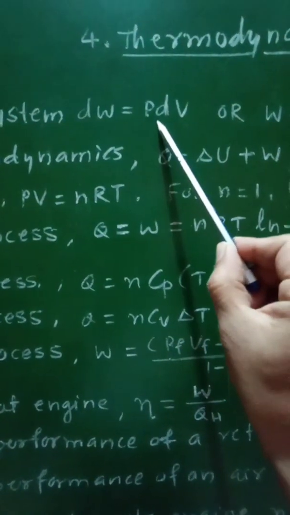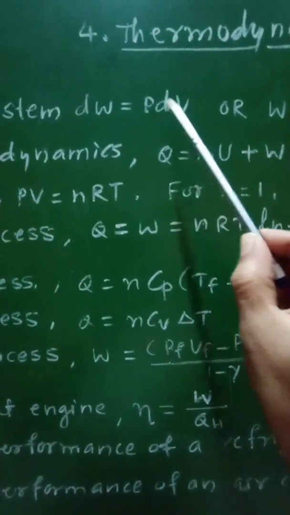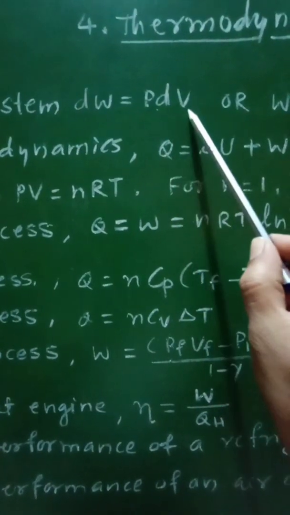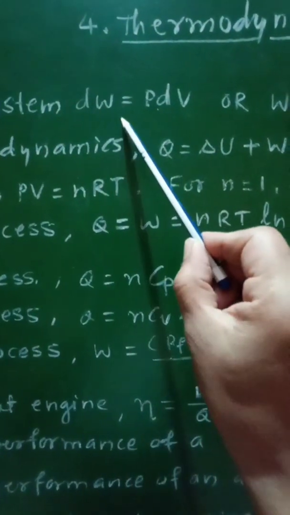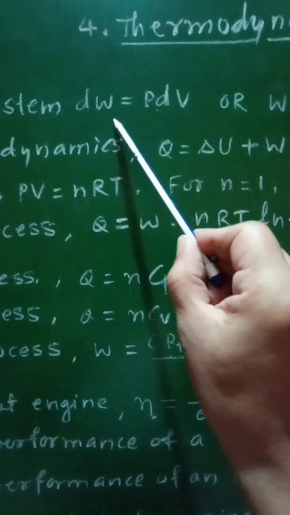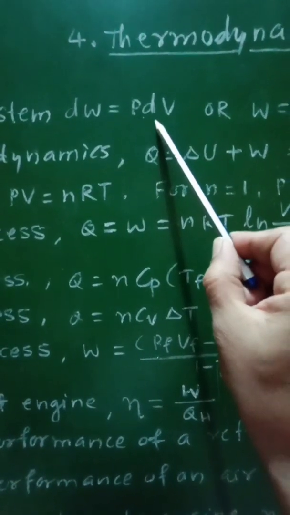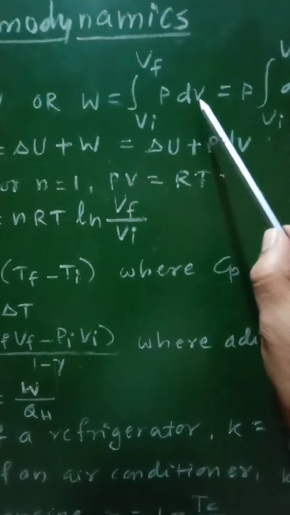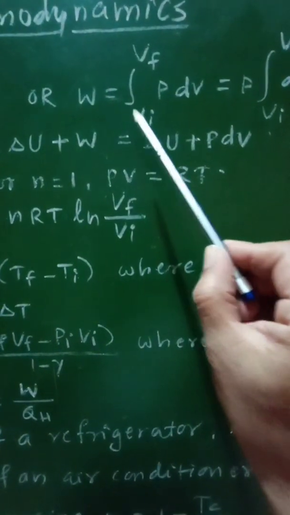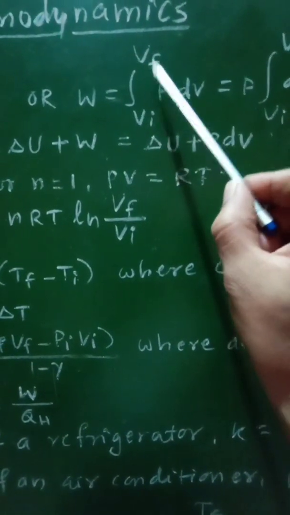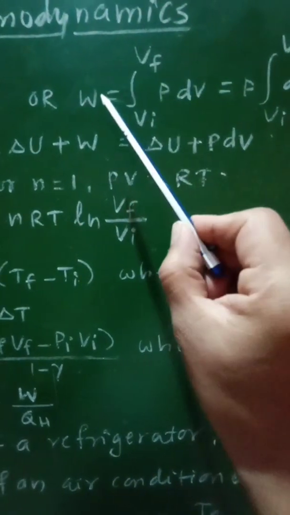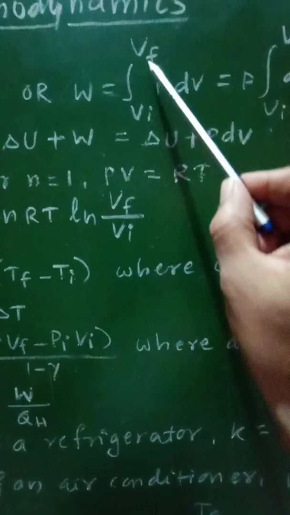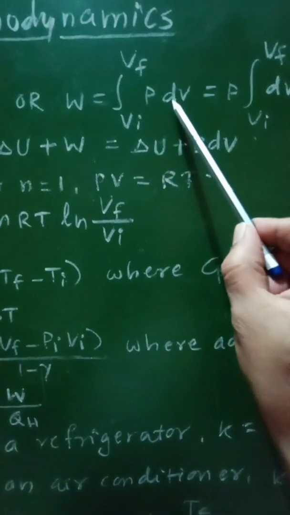Now in this case, this change in volume dV will be infinitesimal, that is a very small change in volume, then dW, that is the work done by the system, is equal to P dV. Or if there is considerable change in volume, that is from initial volume Vi to final volume Vf, then work done W will be given as integration Vi to Vf P dV.